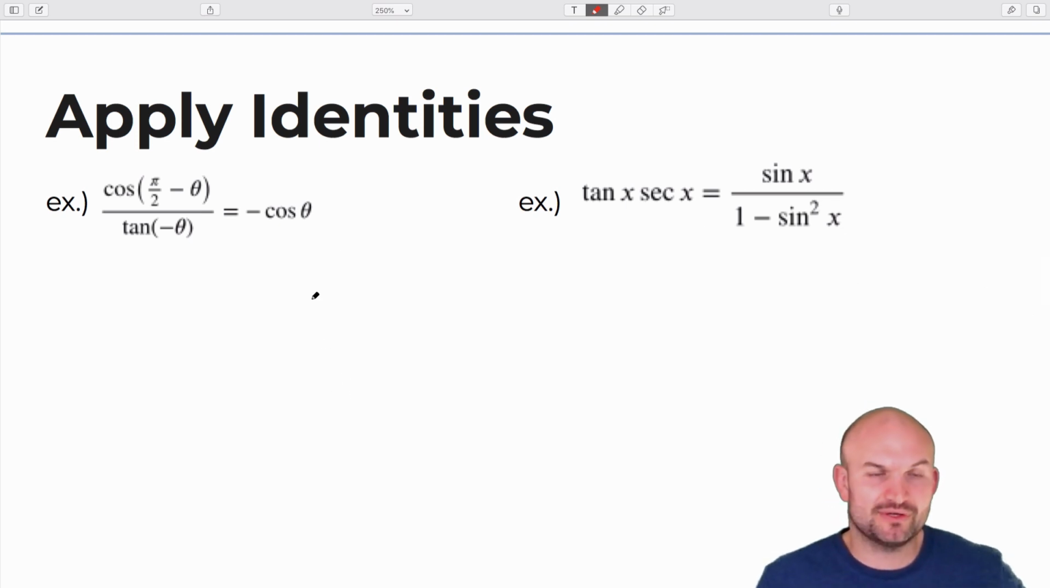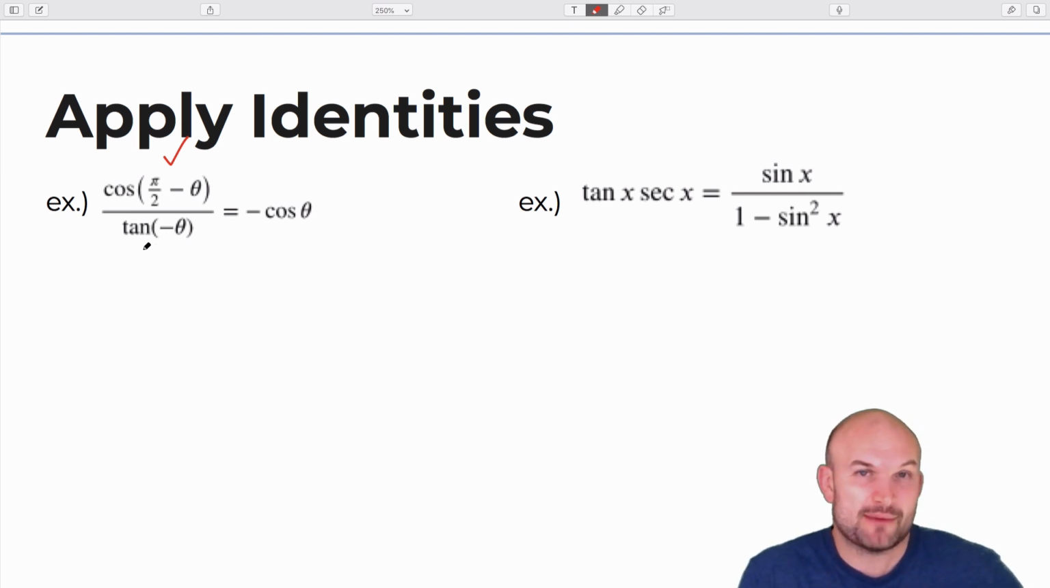So obviously, I think you guys can agree that the left side is more complicated than the right side here. And so therefore, that's what I'm going to do. I'm just going to, first, there's not really any operations I can apply.